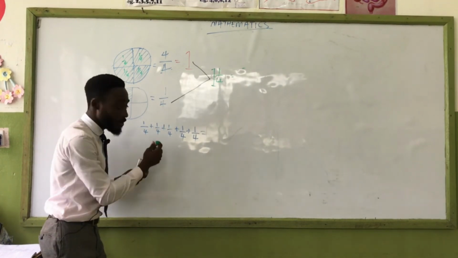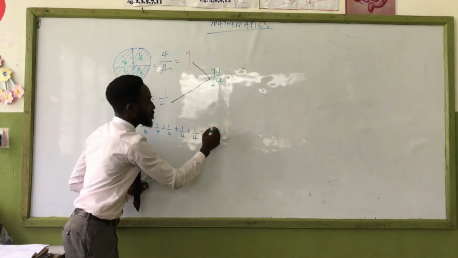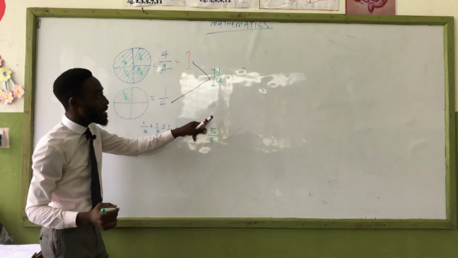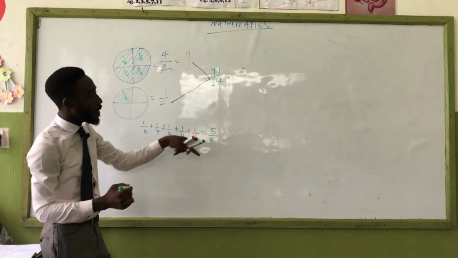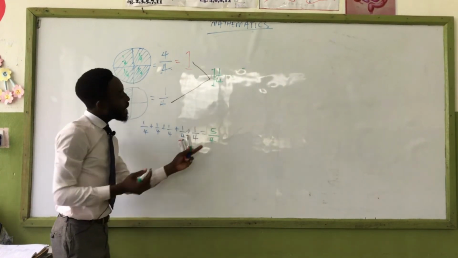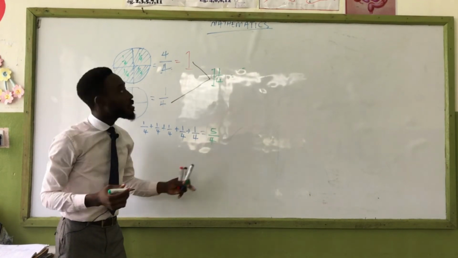Remember, when we are doing additions, we don't add the denominator. Yeah. So I would have what? Yeah, they never change. So 5 out of 4. So we can simply say 1 whole number, 1 out of 4 is equal to 5 out of 4. Is that okay? Yes.